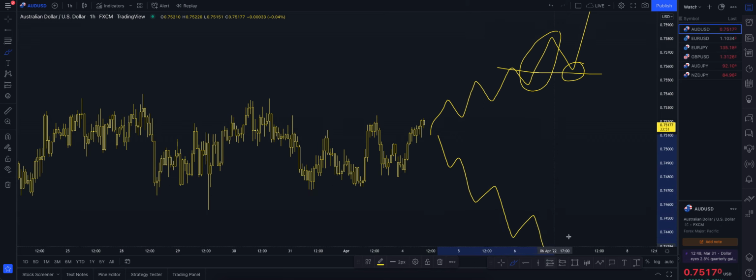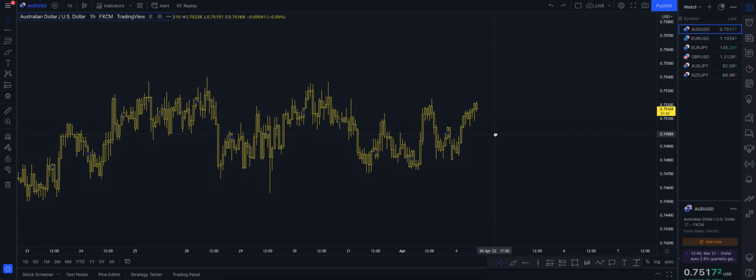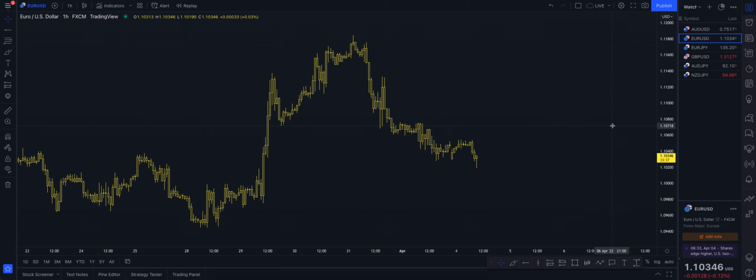So again, I want to see a lot more of an established trend before I look to get involved, because currently we are still very much in this range, okay? So that's what I'm looking at on the Aussie US dollar, being patient and waiting for more price action to move out of this range. Next pair is the Euro US dollar.